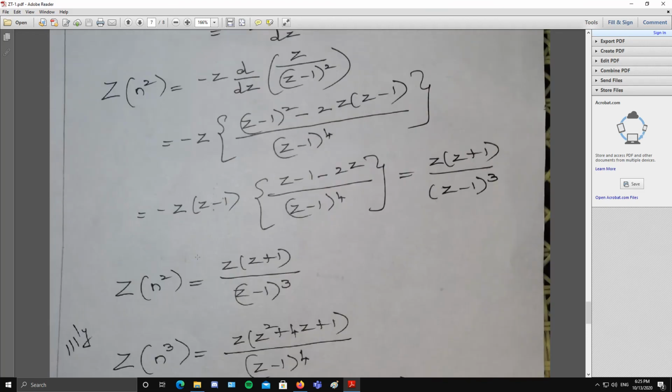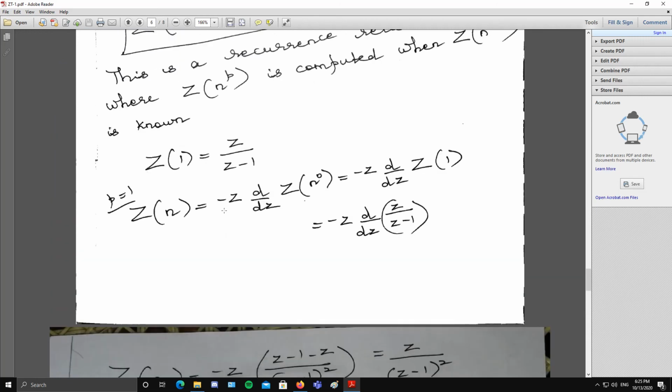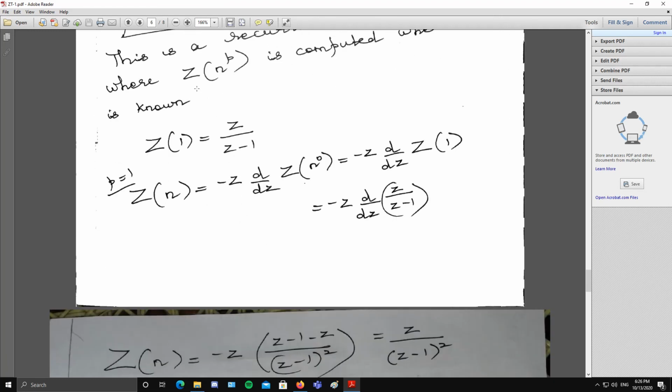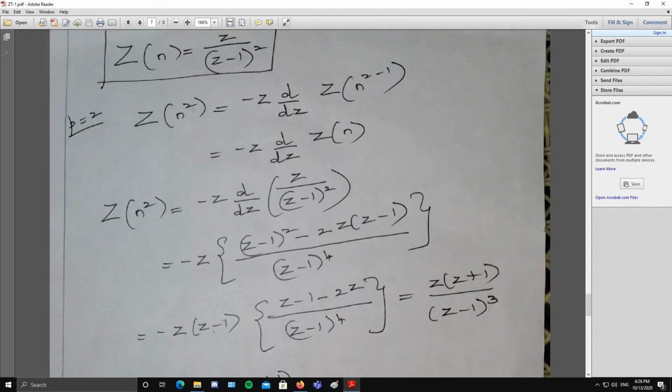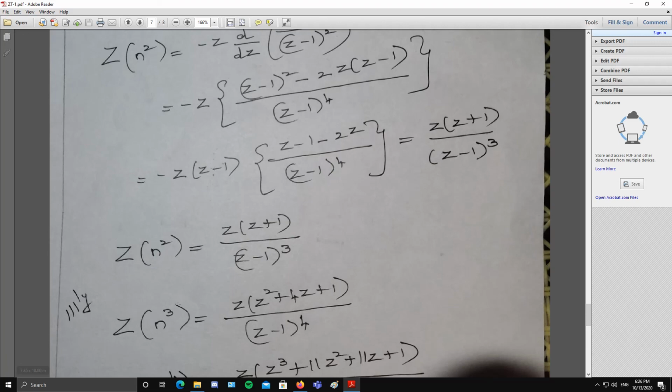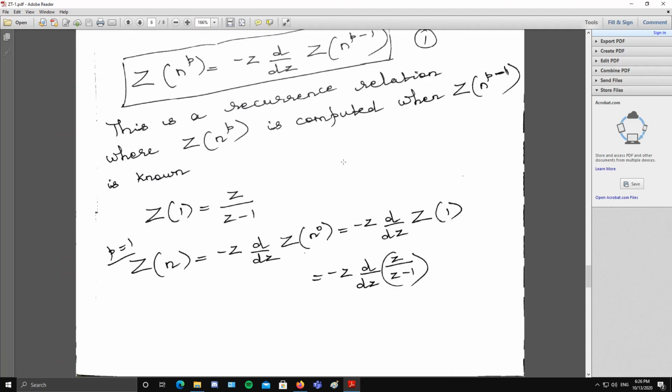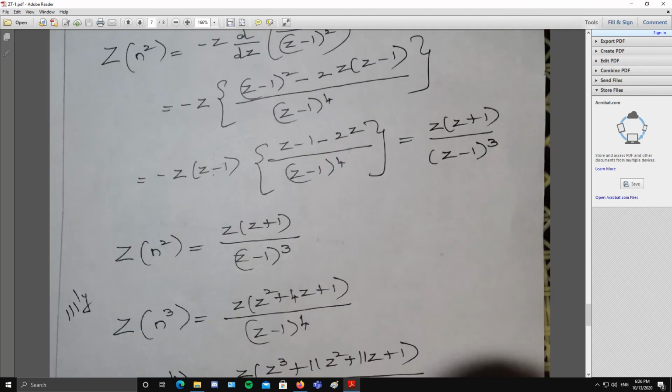Similarly, if you take p as 3 in this, you will get the transform of n cube. So Z of n cube is minus z d by dz of Z of n square. Z of n power 4 is the same as minus z d by dz of Z of n cube. So I have done for p equals 1 and 2. You can try for p equals 3 and 4 in this recurrence relation. The method is the same. I'll give it as an assignment.